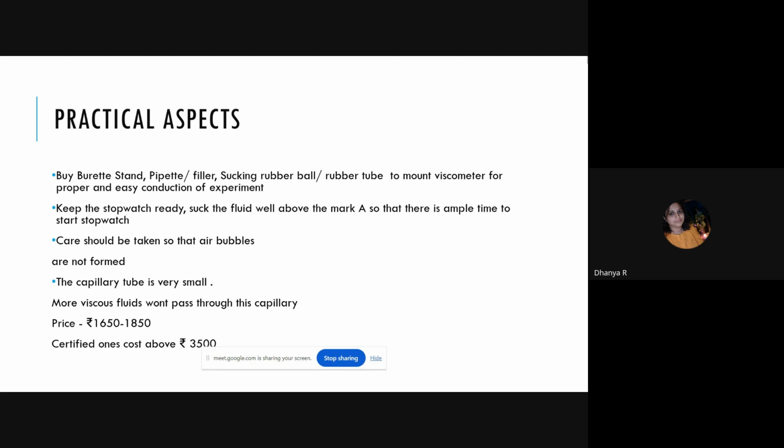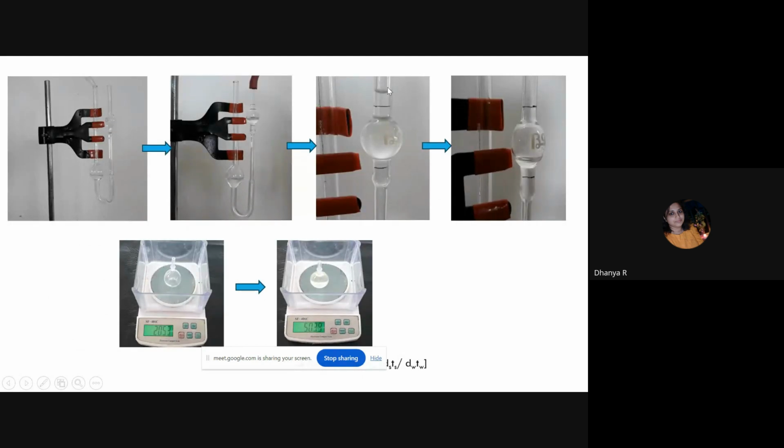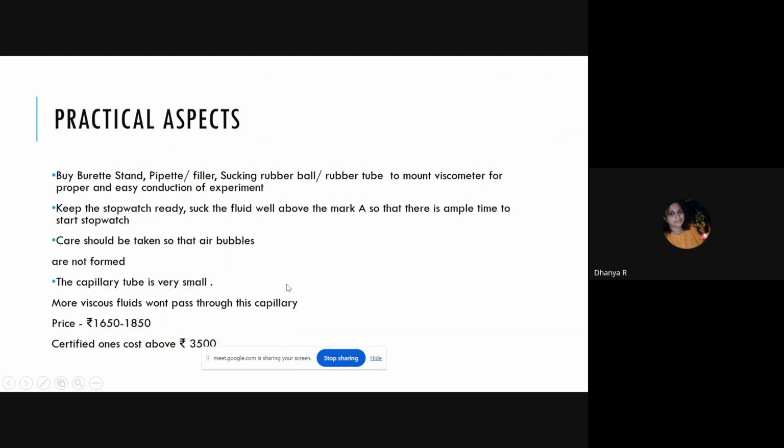Now keep the stopwatch ready. Here you are sucking the water to the upper level, and keep the stopwatch ready. Suck the fluid well above the mark A, so that there is ample time for you to start the stopwatch.